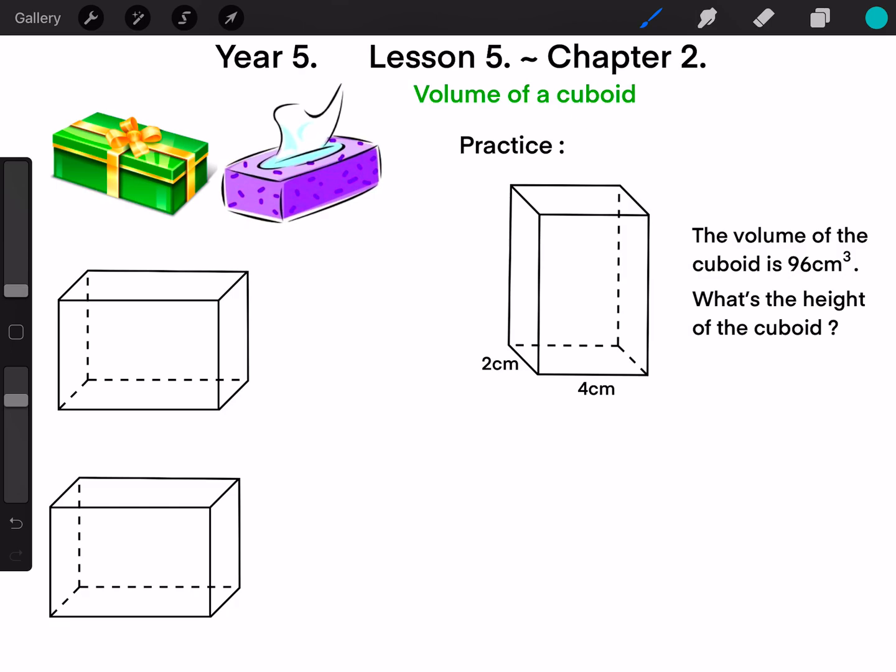A cube has 6 faces. They are identical squares. A cuboid also has 6 faces. However, they are not all identical to each other.